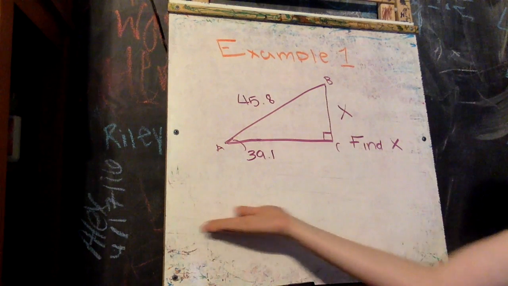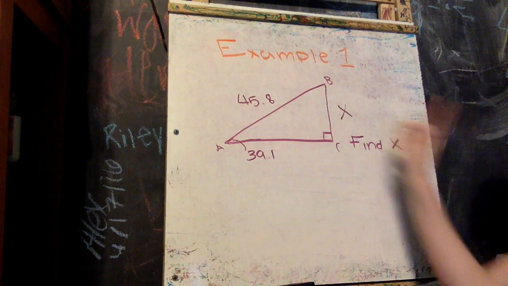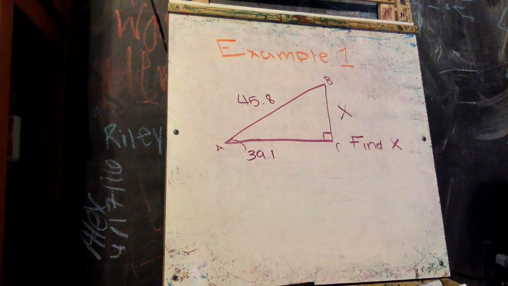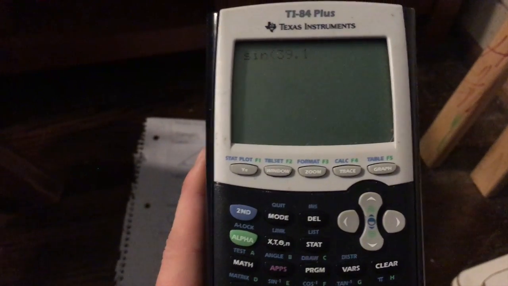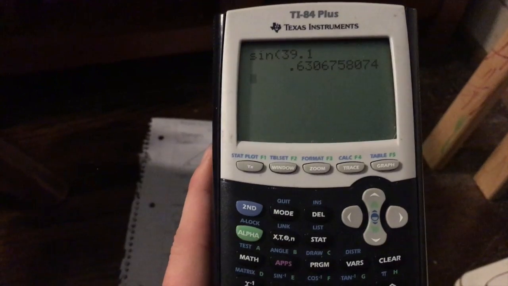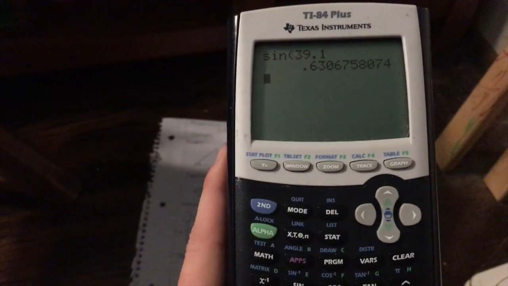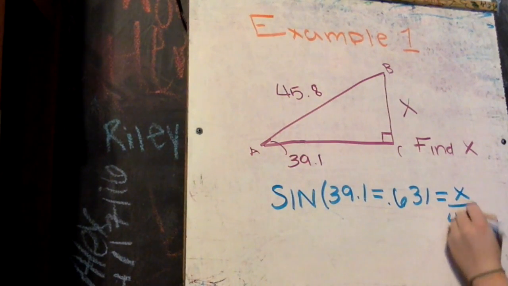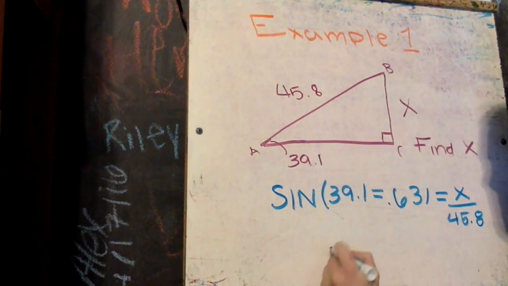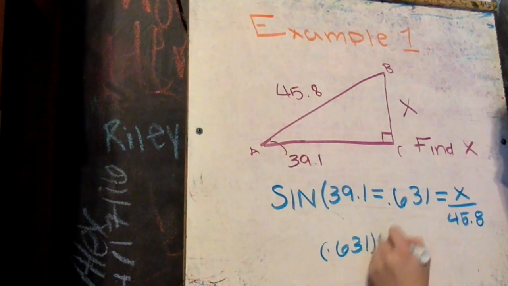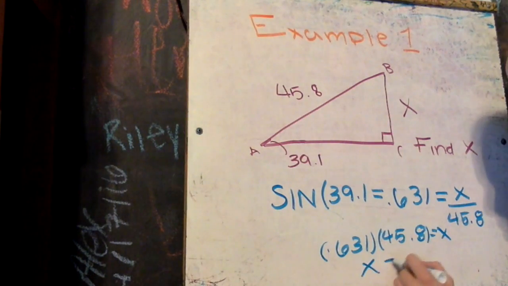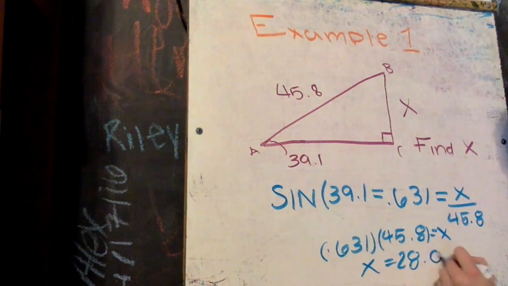In example 1, we know that we have to use the sine feature because we are told that the side opposite angle A is x and the hypotenuse is 45.8. So by putting 39.1 in the calculator, we find that sine of 39.1 is 0.631. After this, we can solve the problem by using the same method as the tangent ratio. We can set up a proportion: 0.631 equals x over 45.8. So opposite over hypotenuse. And after cross multiplying, we find that x equals 28.88.